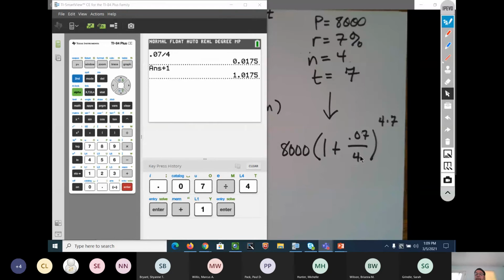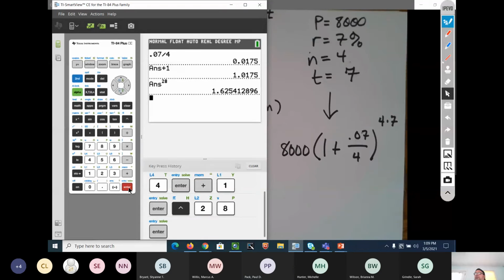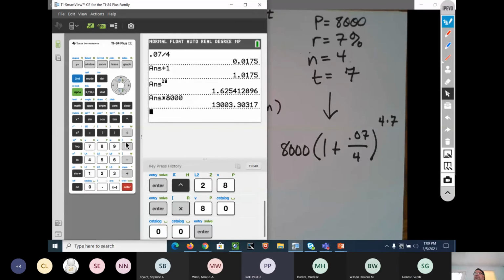Okay, now, what am I going to do now? Please excuse. Parentheses, then what? Exponent. So what's 4 times 7? 28. So I'm going to hit the caret symbol and type in 28 and enter. Times 8,000. So at the end of 7 years, you have $13,000 in the bank.